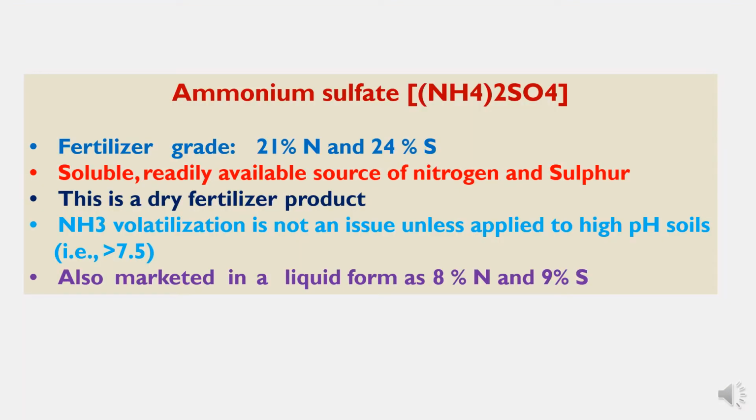Next nitrogenous fertilizer is ammonium sulfate. Ammonium sulfate contains 21% of nitrogen and additionally 24% of sulfur content. It is also soluble, readily available source of nitrogen and sulfur. This also comes under dry fertilizer product category. Ammonia volatilization is not an issue unless it is applied to high pH soils having pH more than 7.5. It is also marketed in a liquid form where it contains 8% of nitrogen and 9% of sulfur content.